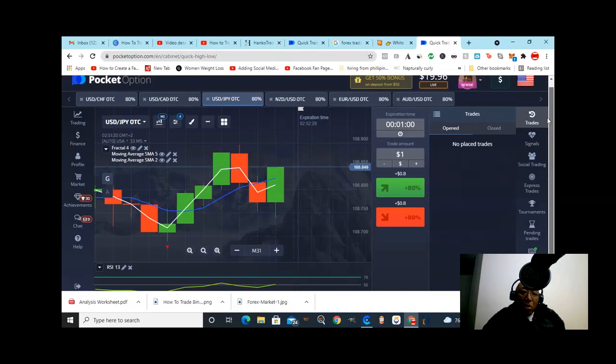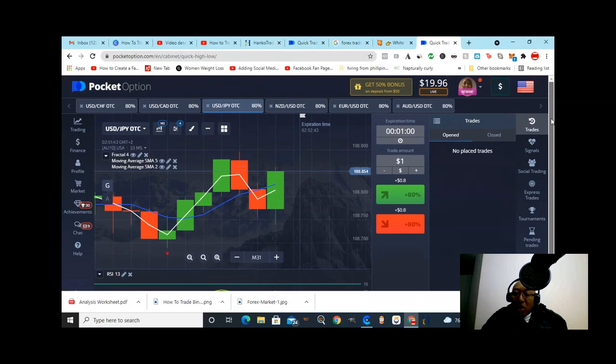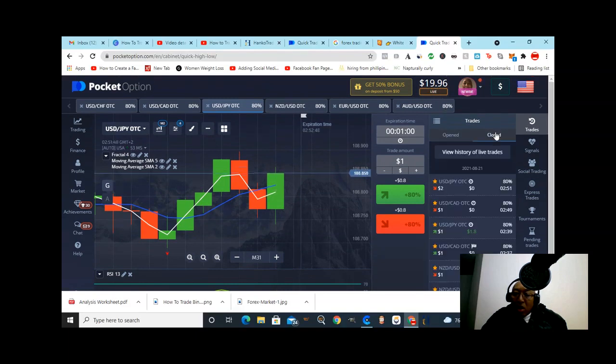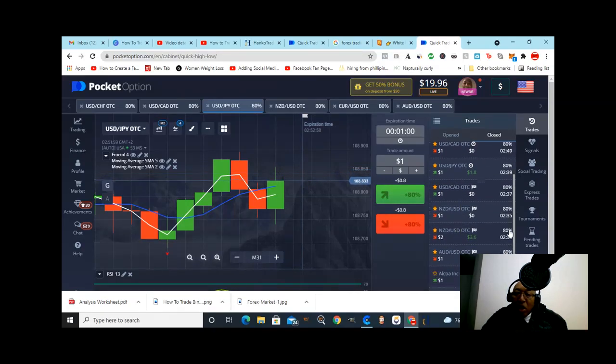I mean, I can deposit more money, but I don't want to do that right now. I'm trying to grow this account from just $20. It was a $20 deposit. So now it's at 19. You can see we lost this and we lost $2 here. We lost $1 here. We lost $1. So we're really losing on this OTC, and that's why we can see we started with the $20 and we are now at 19.96.